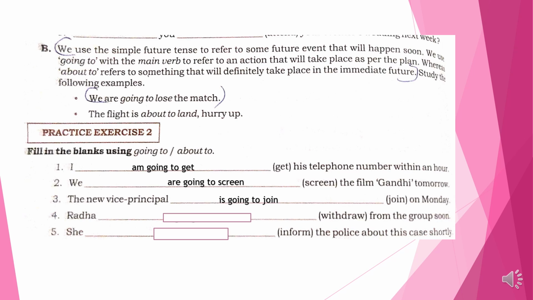this Monday. Number 4, Radha dash withdraw from the group soon. So Radha is singular, so we have to use the verb is going to withdraw from the group soon. Number 5, she dash inform the police about this case shortly. So here, with she we have to use is going to inform. She is going to inform the police about this case shortly. Right, children?